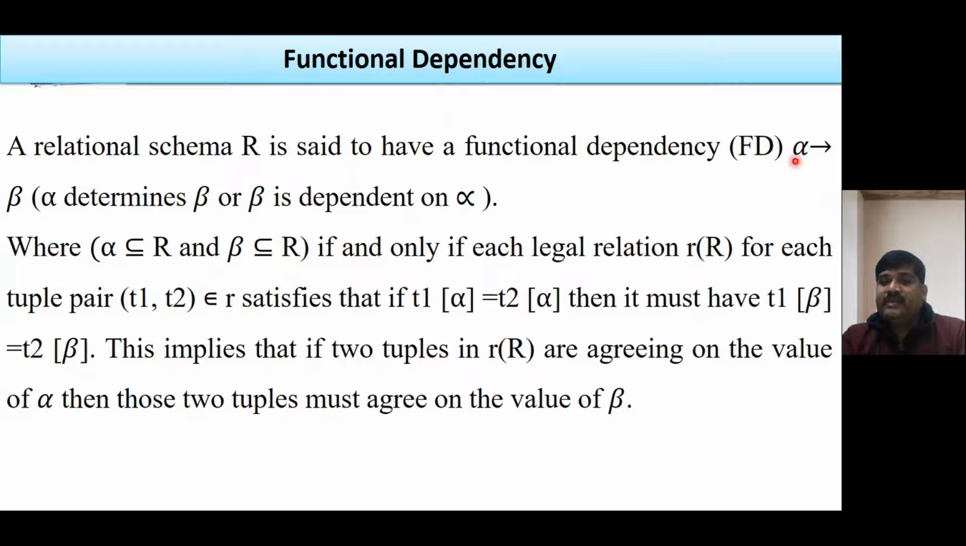So for this functional dependency, if alpha determines beta, it means if any two tuples, any two rows T1 and T2, agree on their alpha value, then both must have T1 of beta equal to T2 of beta, meaning both should agree on their beta values. Then only we can say that alpha determines beta.